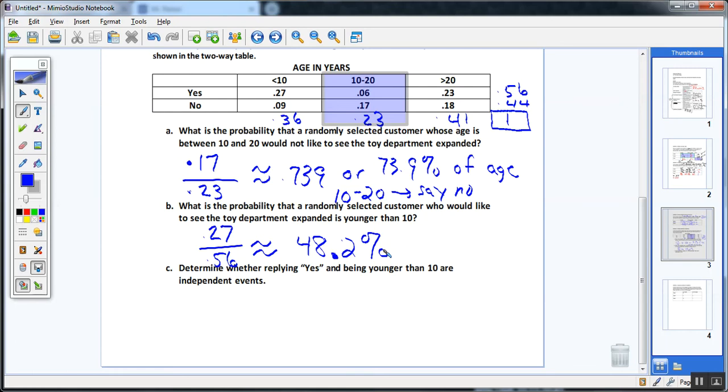So not independent, and here's why. Because 0.56 does not equal what? 0.36. Now, if the sizes were the same, then what? Then it would have been independent. Okay?